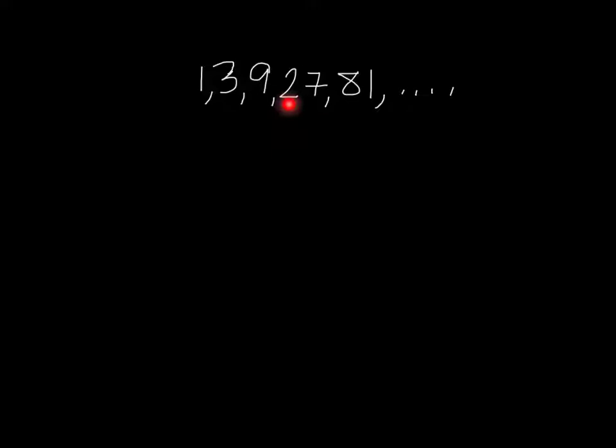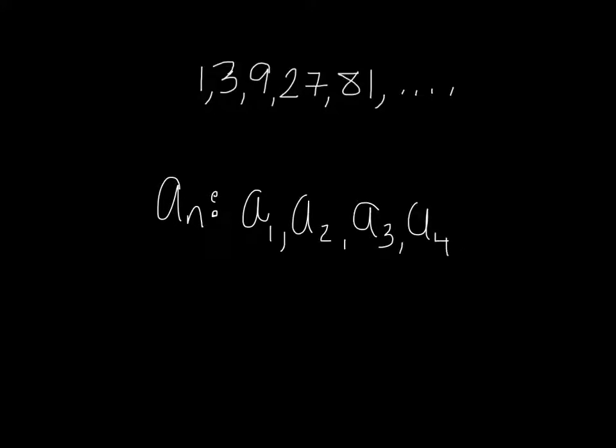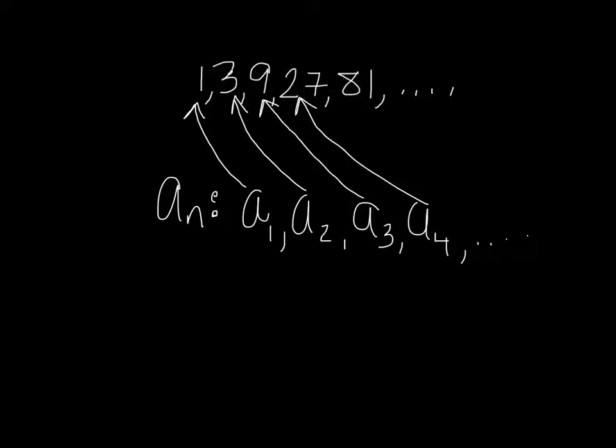We're going to be seeing a lot of a sub n's. What I mean by that is we can have an a sub 1, an a sub 2, an a sub 3, an a sub 4, and so on. That's just saying which number in the sequence you're looking at. A sub 1 is the first number. A sub 2 is the second number. A sub 3 is the third number. A sub 4 is the fourth number. Sometimes they might ask you to find a sub 5, so you're just trying to figure out what is the fifth number in the sequence. We'd have to figure out the next one there.